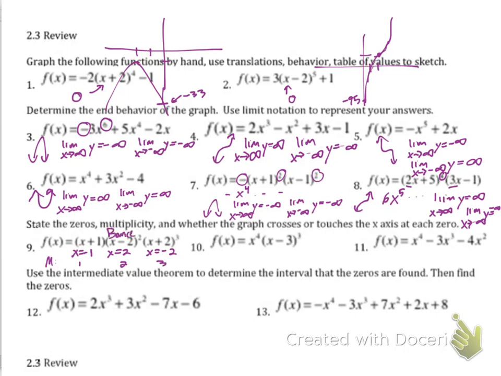And then you're supposed to describe crosses or touches, and I like to say bounce. I'm writing here just bounce, and that means if I don't write bounce, it passes through. So there's a pass through at 1, pass through at negative 2, a bounce at positive 2.